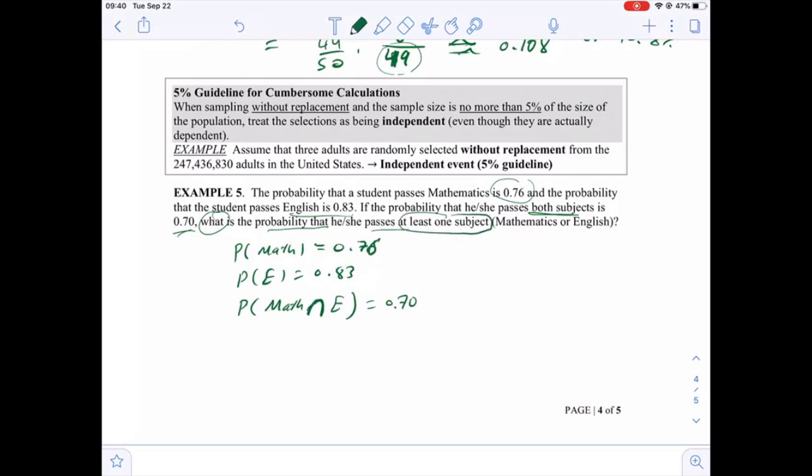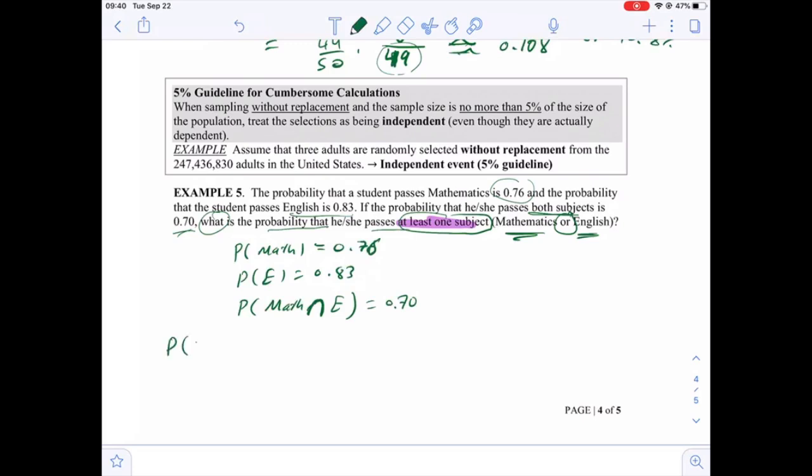Now we want to find the probability that the student passes at least one subject. What do we mean by at least one subject? Mathematics or English, or both of them. So one of them or both of them. When you read at least, this is a keyword. At least means union, means or. Math or English or both of them.